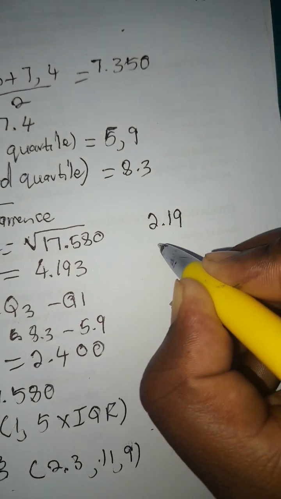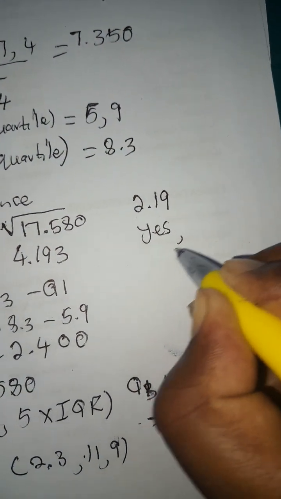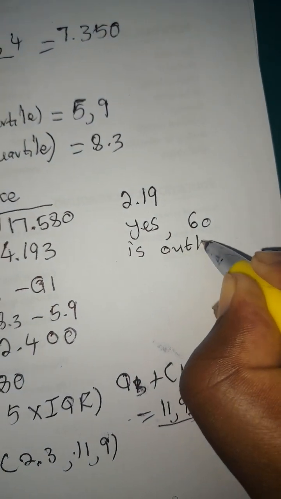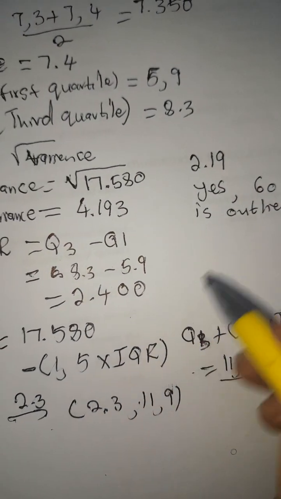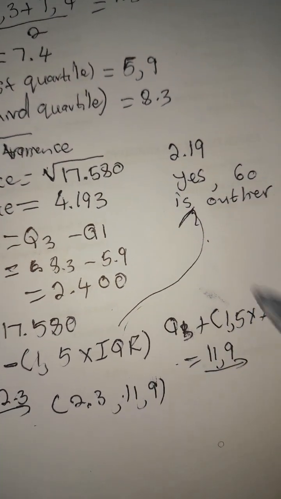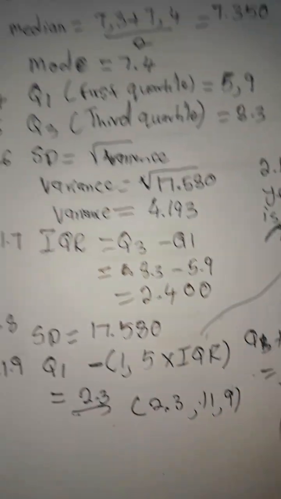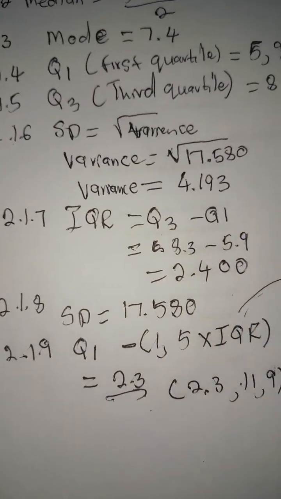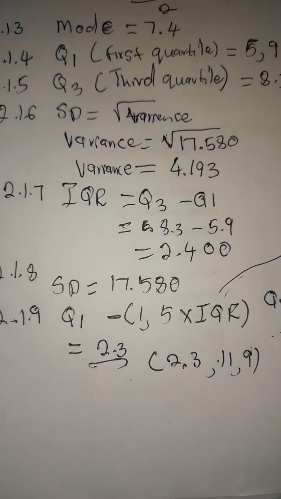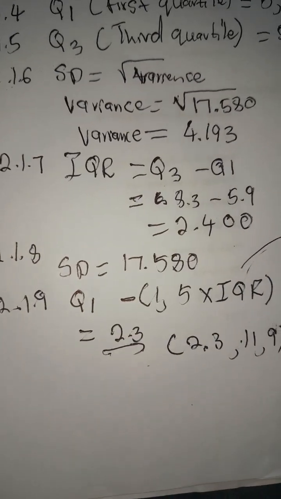2.1.9. Do the data contain an outlier? Yes, we do have. 60 is an outlier. But you must also show this step, written here. First show this step, then write that 60 is an outlier. That's how you would have achieved the desired goal. So I hope, guys, I'm making sense.